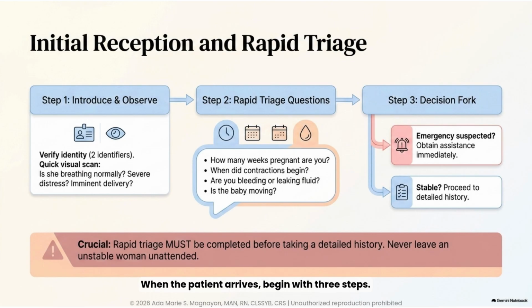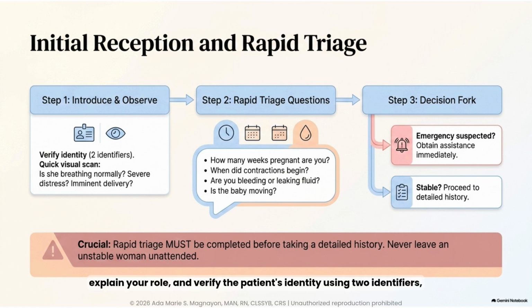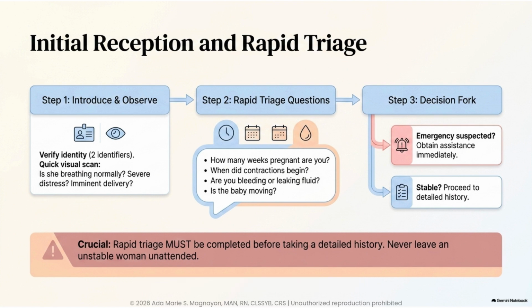When the patient arrives, begin with 3 steps. Introduce and observe, ask rapid triage questions, and decide whether the situation is stable or urgent. First, introduce yourself, explain your role, and verify the patient's identity using 2 identifiers, such as her full name and date of birth. At the same time, observe her general appearance. Is she breathing normally? Is she conscious and able to respond? Is there heavy bleeding, severe distress, an urge to push, or a visible fetal part? Never leave an unstable patient unattended.